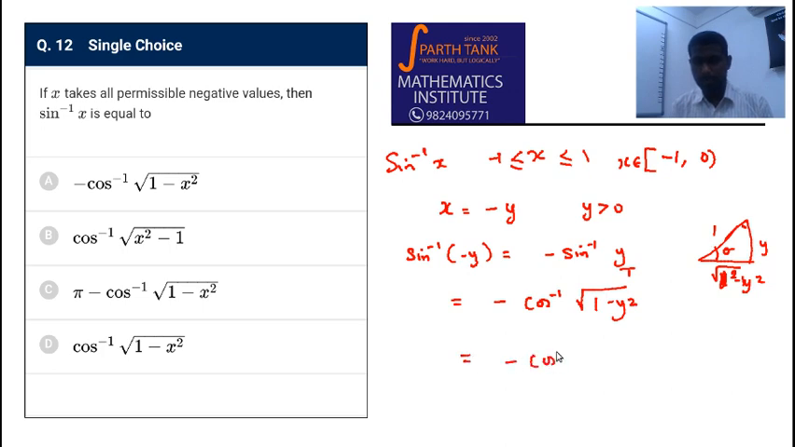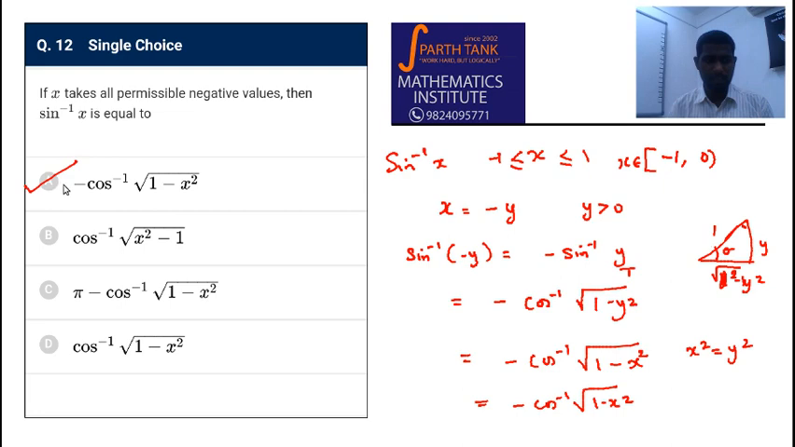Now if you see from this equation that we have written, 1 minus y squared is equal to x squared, because when you square both sides, y squared is the same as x squared. So this becomes minus cos inverse of square root of 1 minus x squared, right? So the answer is option A, minus cos inverse of square root of 1 minus x squared.